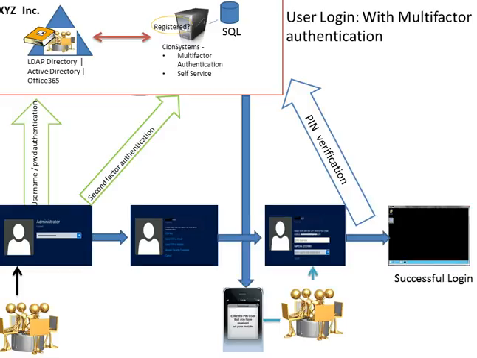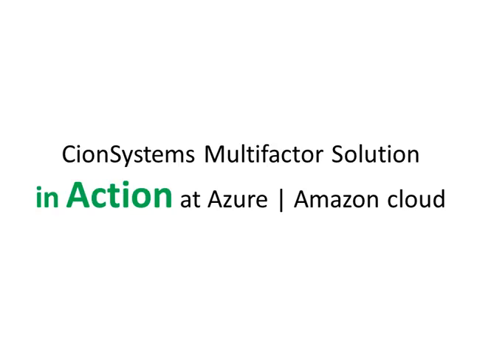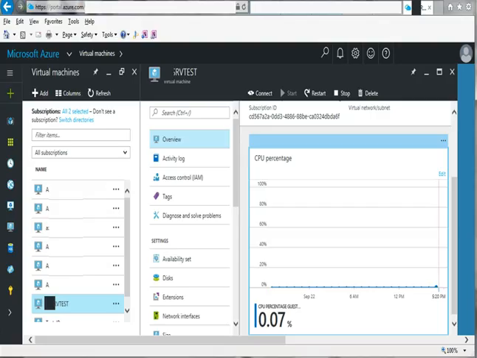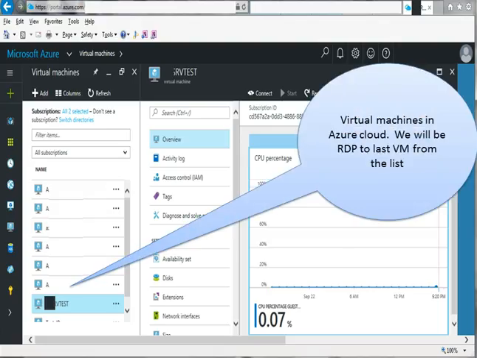Let's take a look at the SAN system multi-factor solution in action in Azure. Here is the Azure screen, and this is the portal. And on the left side, I have taken off the names of the virtual machines. Here you see the list of virtual machines. We'll try to connect to one of the virtual machines, and we'll use the remote desktop to connect to it.